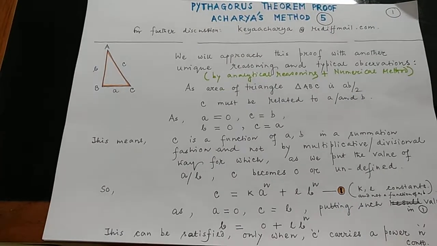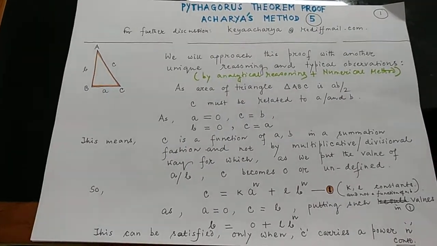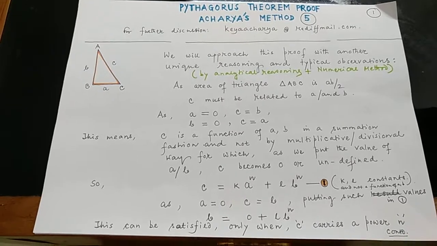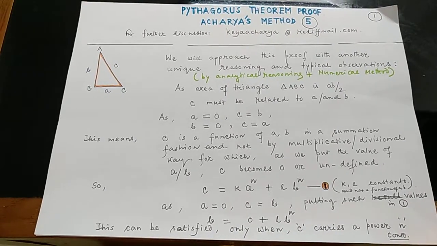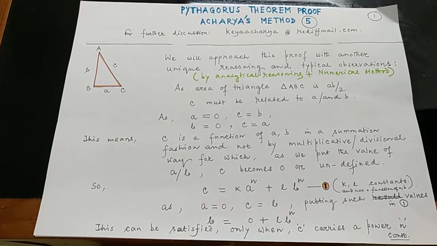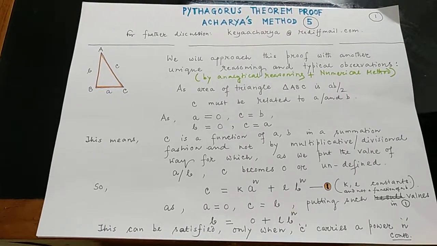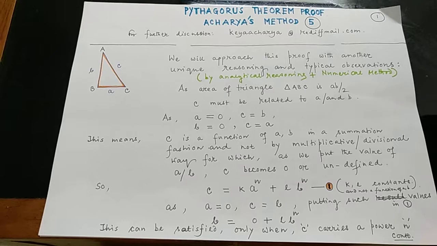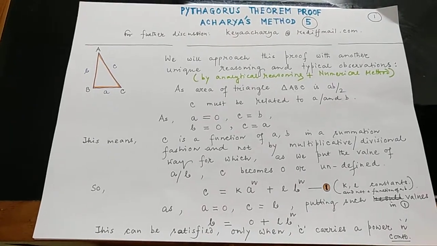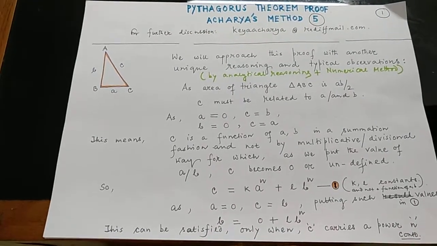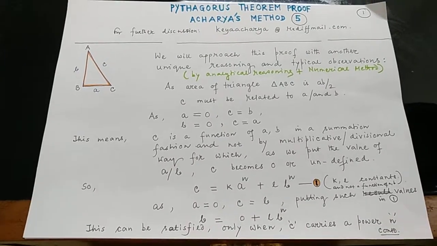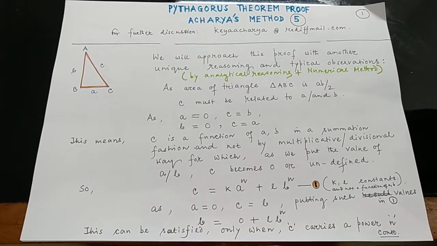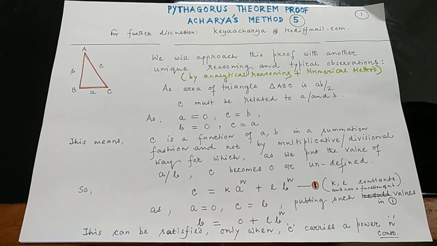So we frame the equation like this: c equal to k a to the power n plus l b to the power n. n is the power, k and l are constants, and c is the length of the hypotenuse we are interested about. So if this is the general function, it should satisfy the values known, like a equal to 0, c equal to b.